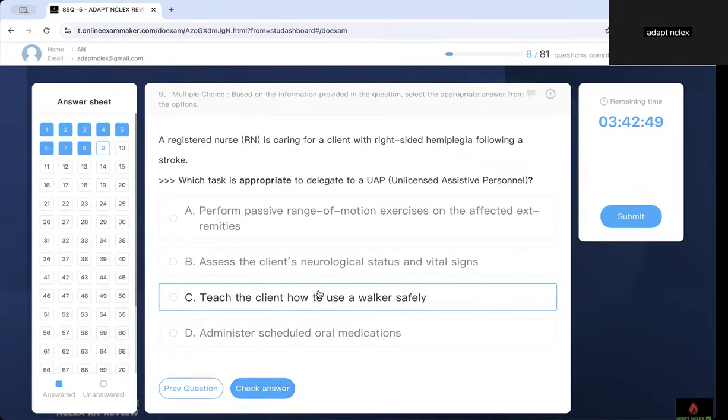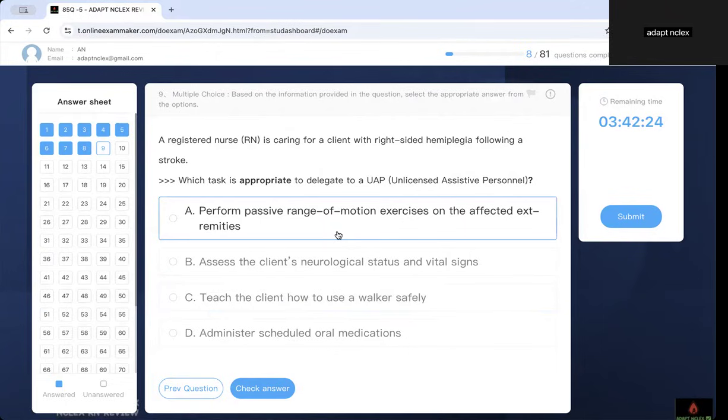MMR most, or anything that does not require thinking for the UAP. A registered nurse is caring for a client with right-sided hemiplegia. It does not matter. He has a stroke. Following a stroke, which task is appropriate for the UAP? What do you think? The UAP does ADL, that's all.